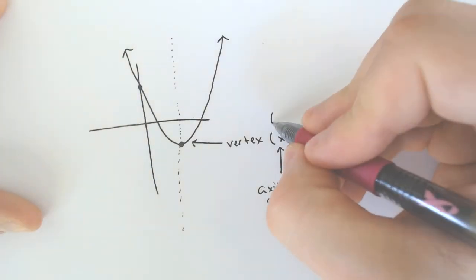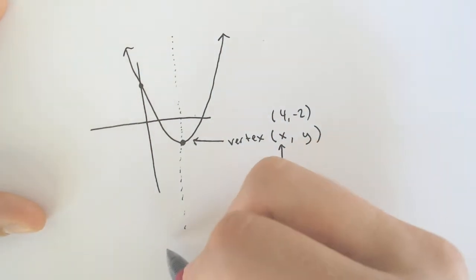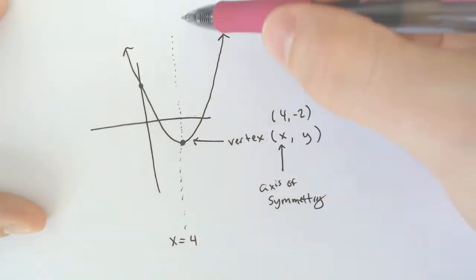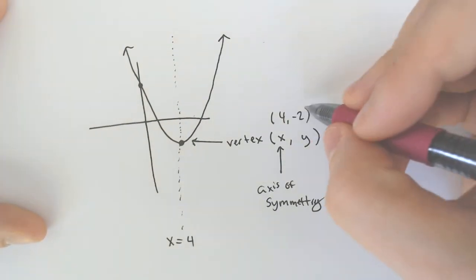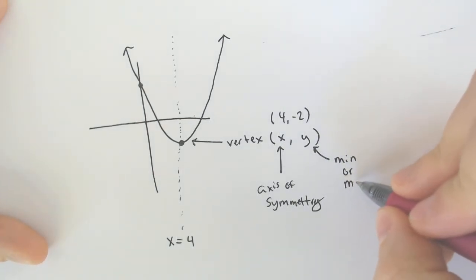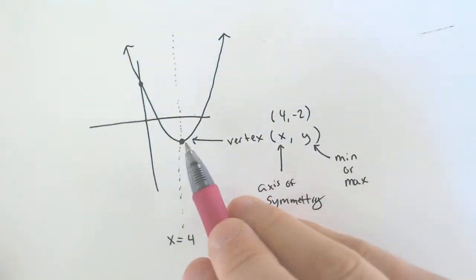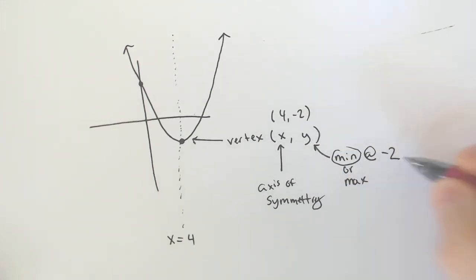So if the vertex was, let's say in this case, (4, -2), the axis of symmetry would be x equals 4, because that is the vertical line that everything is folding across. Now, the y value is either going to represent the minimum or the maximum, and that is based off of whether the parabola is facing up or facing down. In this case, it is facing up, which makes this bottom point a minimum at negative 2.